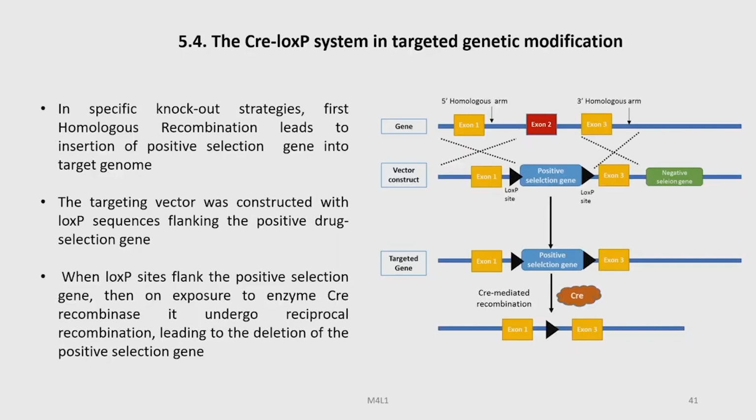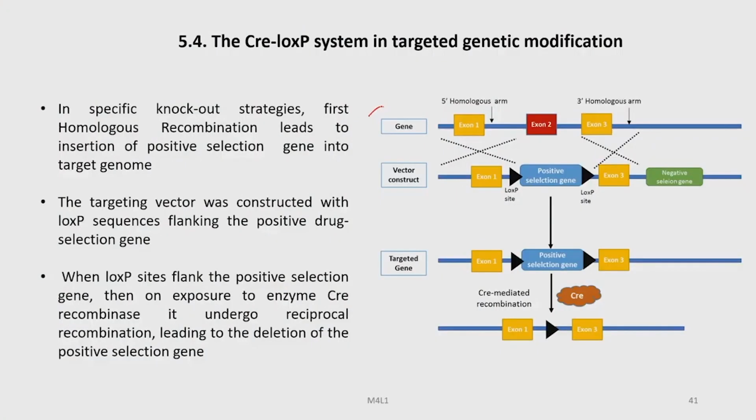The Cre-LoxP system in targeted genetic modification. Let us study how it works in such a system. Let us first examine this diagram. You have a gene which has 3 exons, 1, 2 and 3, and it has 2 homologous arms. One is the 5 prime homologous arm, the other is the 3 prime homologous arm. Then we have a vector construct.